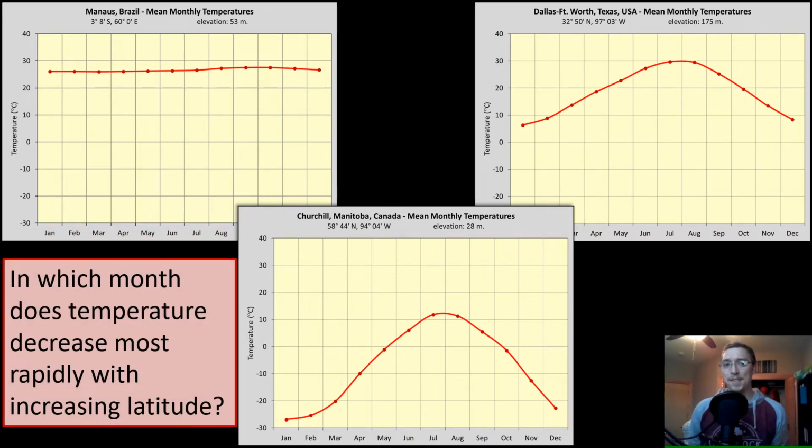So in which month does temperature decrease most rapidly with increasing latitude? It's a good question. I'll leave that for you to figure out. So in which month does temperature decrease most rapidly with increasing latitude? So think about that as we continue on.